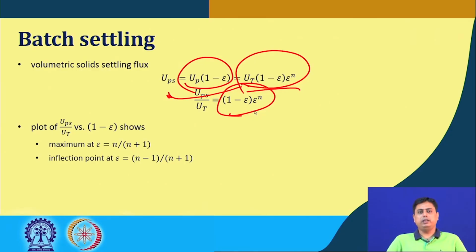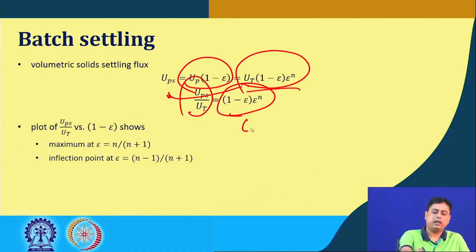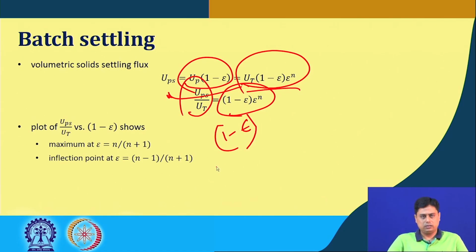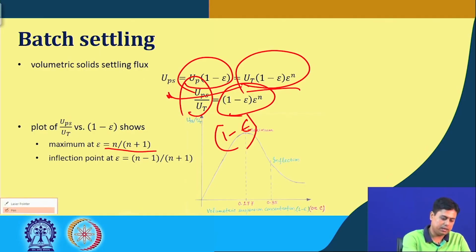Now, if we plot this parameter on the left hand side against 1 minus epsilon, which is the solids fraction, we find there is a maximum, because simply taking the first and second derivatives will give you these ideas: this curve or plot will have a maximum at epsilon equal to n by n plus 1 and an inflection point at n minus 1 by n plus 1. So, this plot would look something like this.